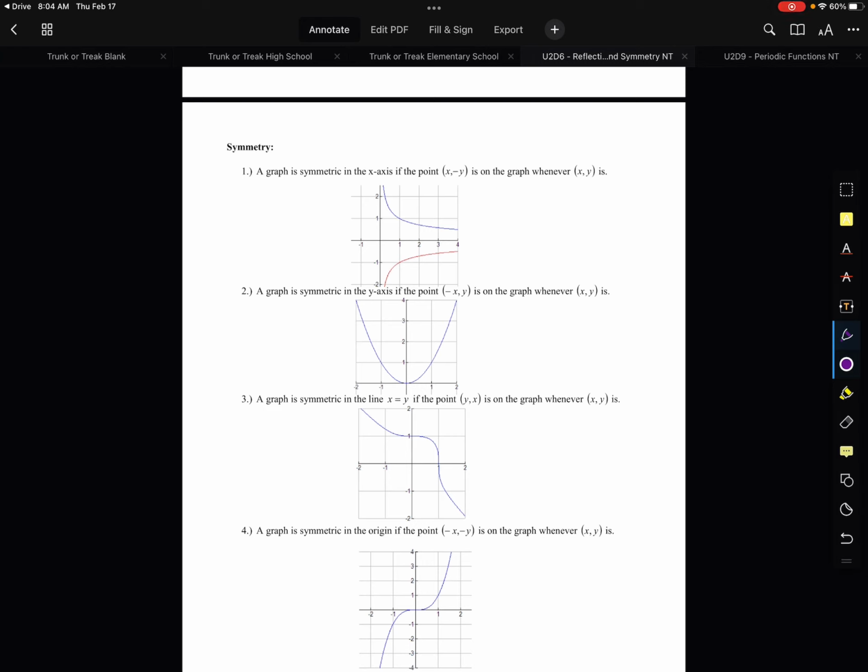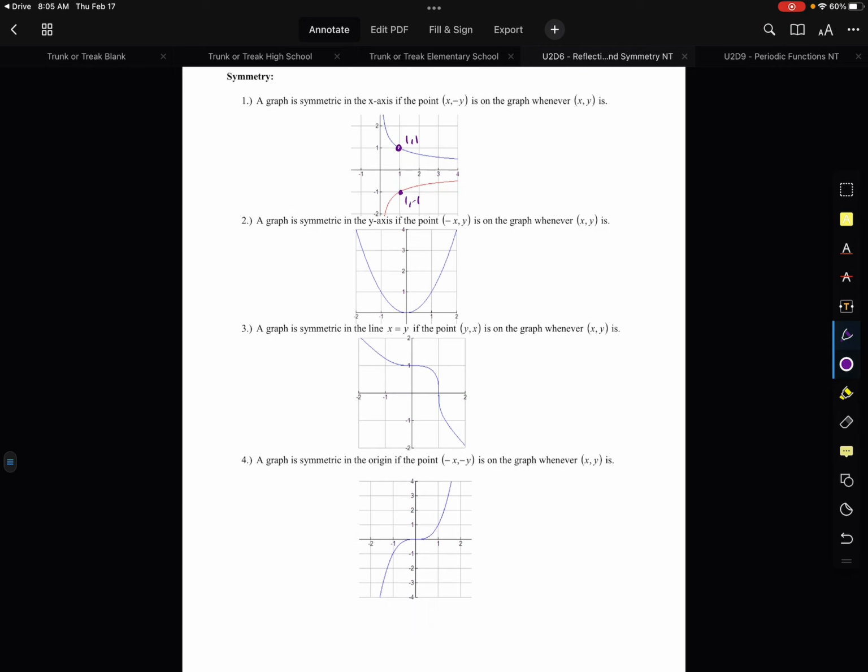All right, so a graph is symmetric in the x-axis if the point (x, negative y) is on the graph whenever (x, y) is. So this is just saying the fact that you have 1, 1, here we have 1, negative 1. Right, so that holds true. The graph is symmetric in the y-axis if the x values change. So here we have 1, 1 again. Here we have negative 1, 1. Right up here, here we have 2, 4. There we have negative 2, 4. There's our proof.